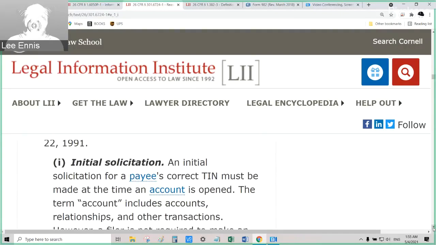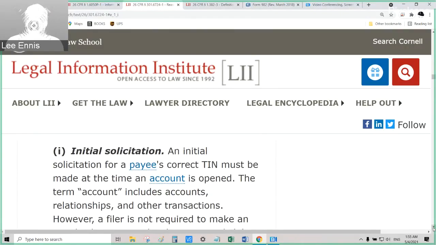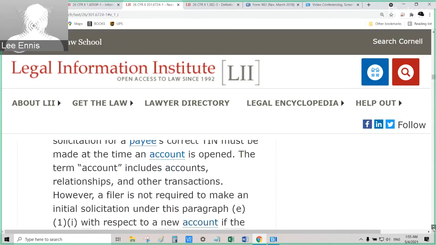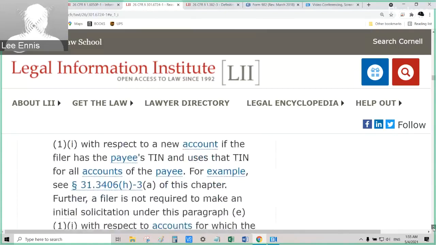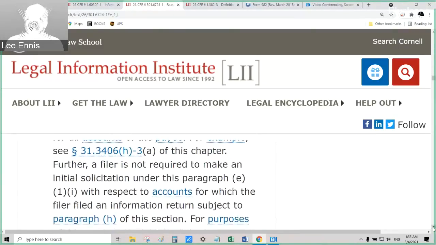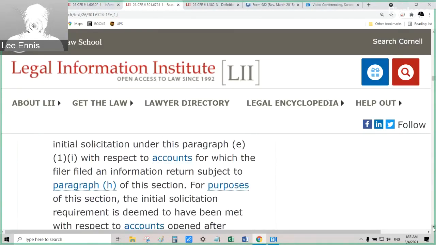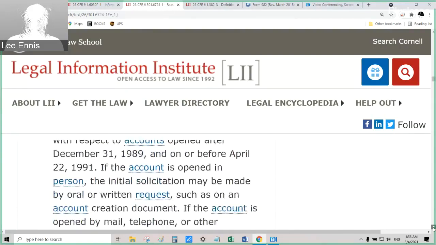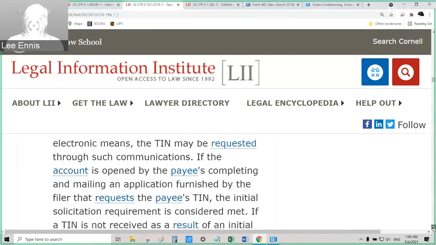And this is where it starts. The initial solicitation. You have to solicit the person's tax identification number at the time that the account is opened, and the account opening is whenever the loan is issued. It's really that simple. It doesn't mean that you have to get it at that time. It just means that you have to ask for it. And we'll talk about how you ask for it in a moment.